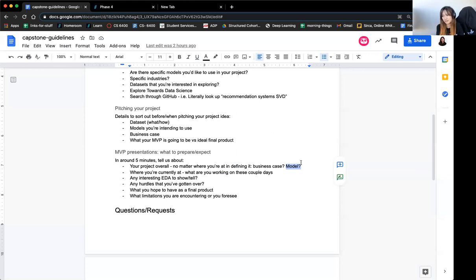So start with an overview of your project, then talk about where you're currently at. What is the problem that you're literally working on next week? Are you in the process of testing different models? Are you in the process of doing EDA? If you're still doing EDA next week, that's still okay. Are you trying to feature engineer something? Talk about that. As part of that, you can also show and tell some of the EDA that you've seen so far.